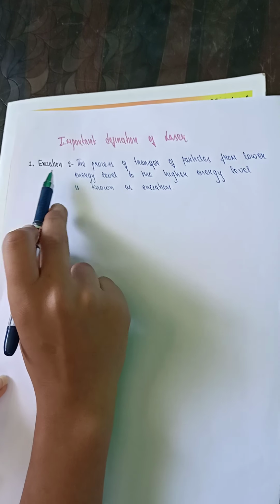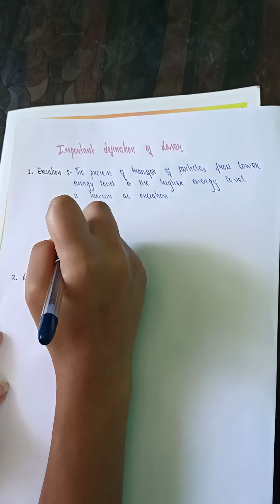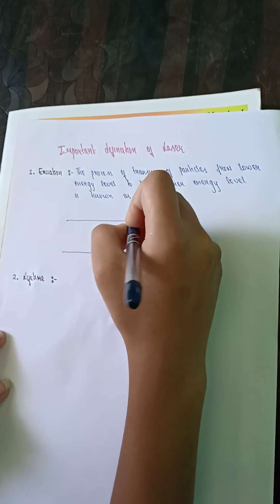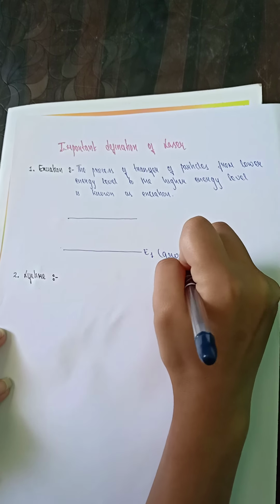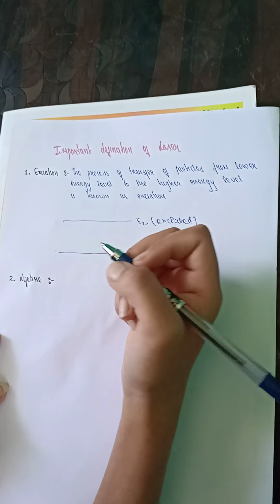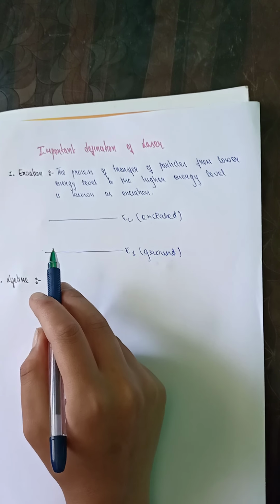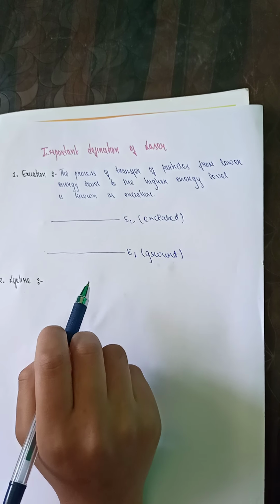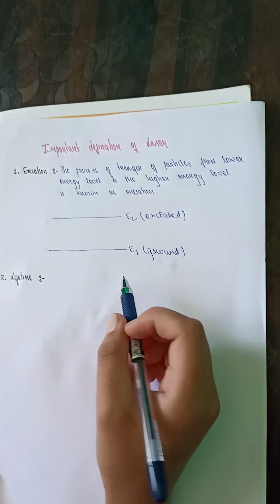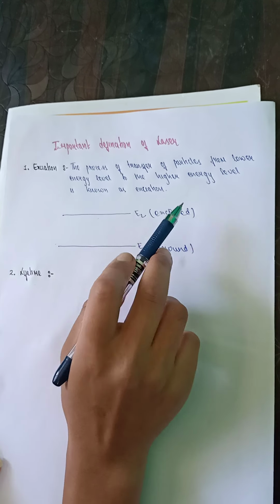The first definition we'll see is excitation. Excitation is the process of transfer of particles from a lower energy state to a higher energy state. Let us consider a two energy level system. This is E1, the ground state, and this is E2, the excited state. The ground level is the lower energy level and the excited level is the higher energy level. We know a particle prefers to stay in the ground energy level because the ground energy level is more stable than the excited state.